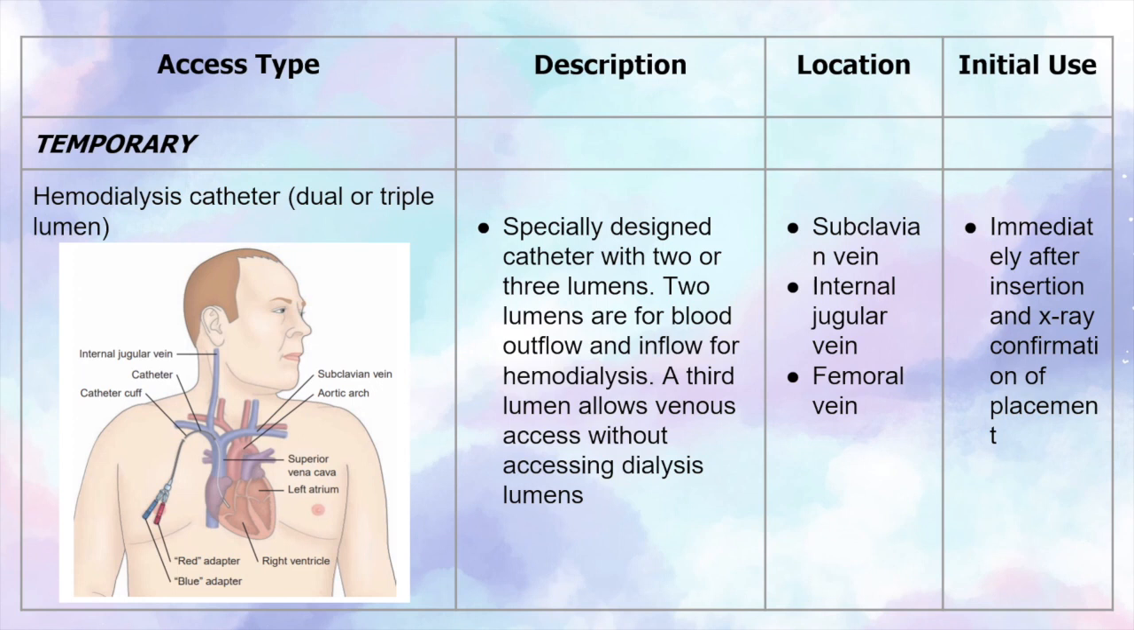The third one is temporary, which is the hemodialysis catheter. It is a specially designed catheter with 2 or 3 lumens. 2 lumens are for blood outflow and inflow for hemodialysis. A third lumen allows venous access without accessing dialysis lumens. It is located on the subclavian vein, internal jugular vein, and femoral vein. Its initial use is immediately after insertion and X-ray confirmation of placement.